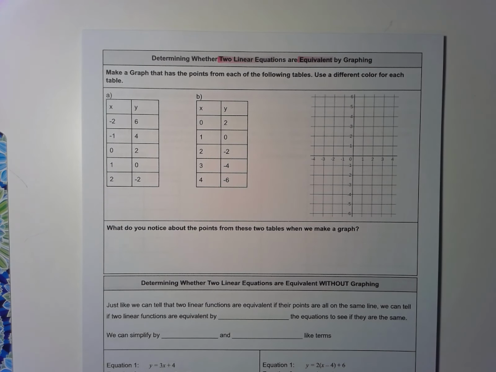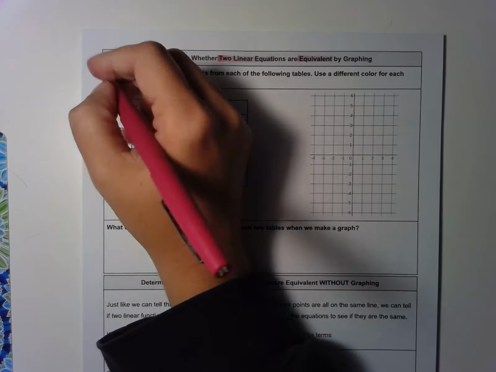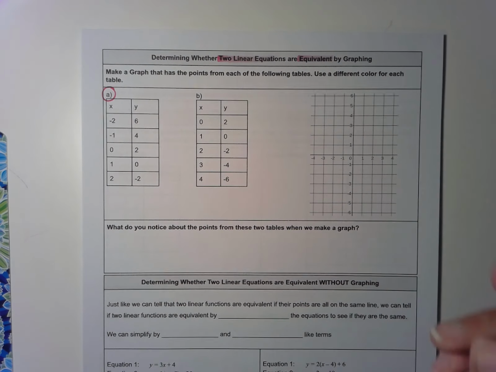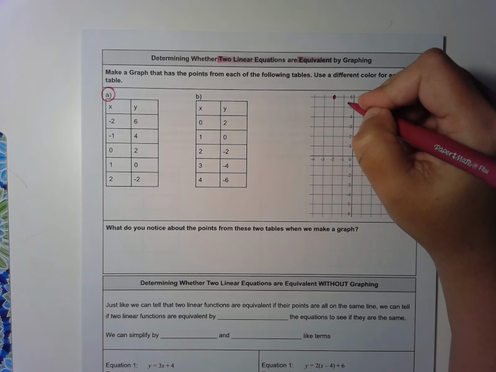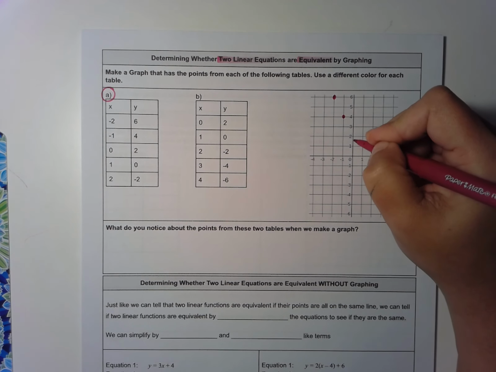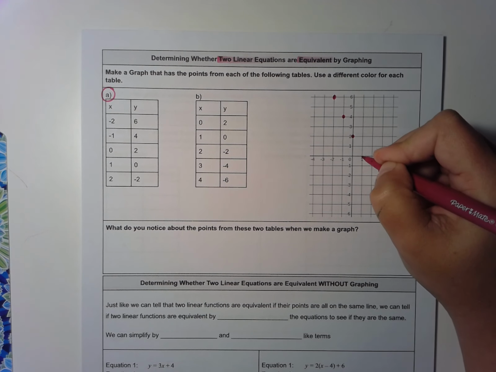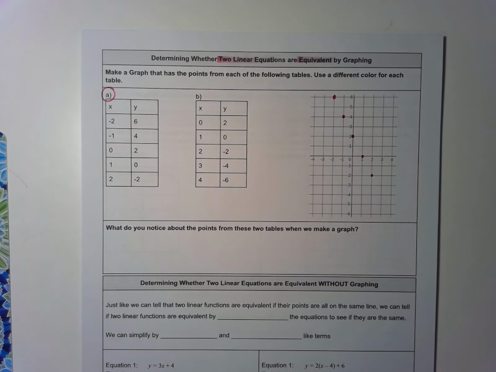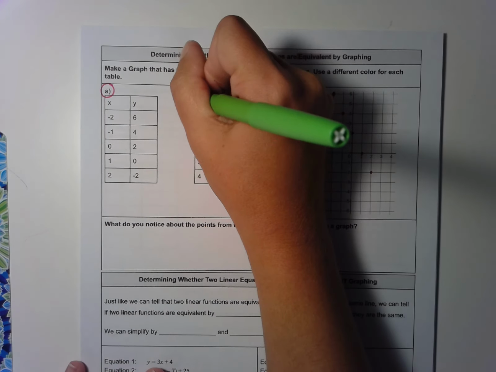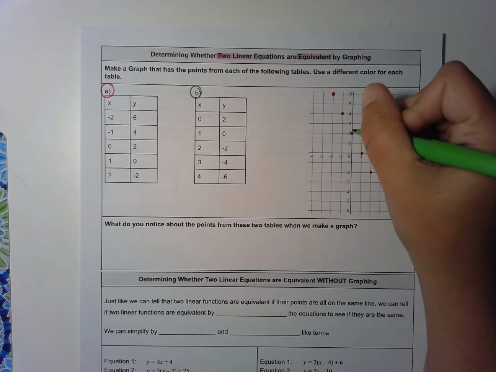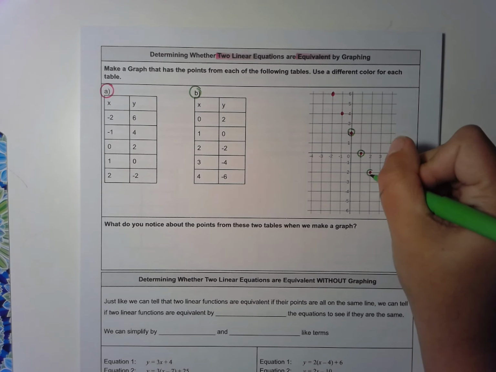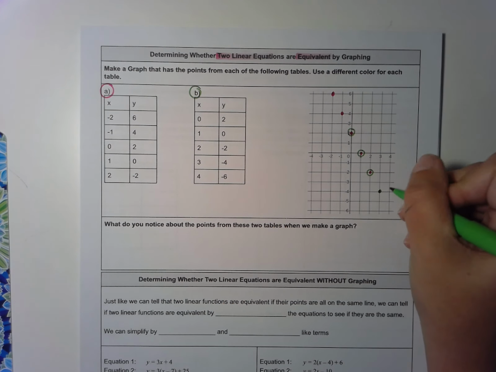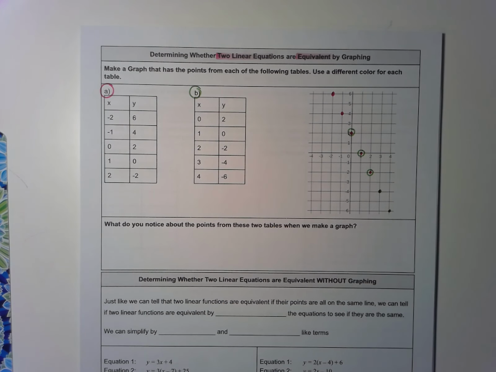I'm going to graph the first table in pink. So for the points that are part of this table, I'm going to graph -2, 6, that's right here, -1, 4, 0, 2, 1, 0, 2, -2. For the points in the next table, I'm going to make them green. So 0, 2, same point as this one, 1, 0, same one as this one, 2, -2, and then 3, -4, 4, -6 are new.